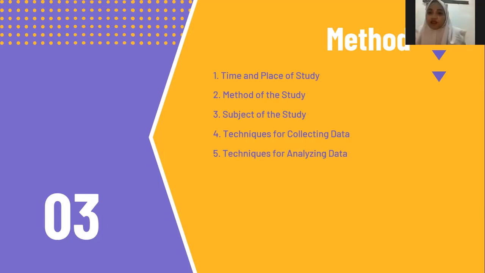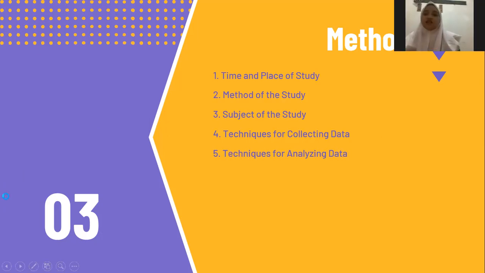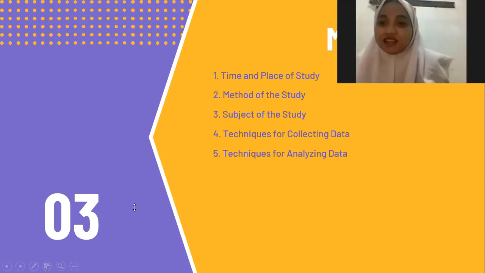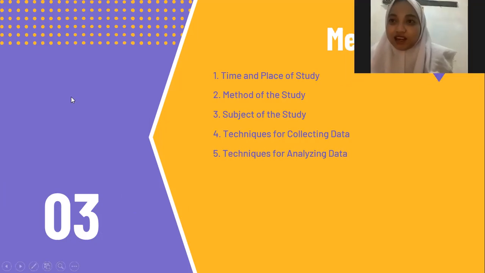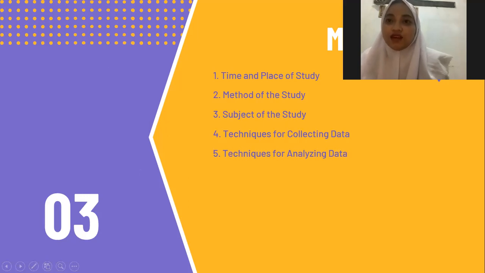For the method, I use descriptive qualitative. The subjects in this study were English teachers in grade 10 and grade 11 at PGRI 11 Ciledug Vocational High School and Grafika Yayasan Lektur Vocational High School. The English teachers consist of 5 teachers, 3 from PGRI 11 Vocational High School and 2 from Grafika Yayasan Lektur Vocational High School.